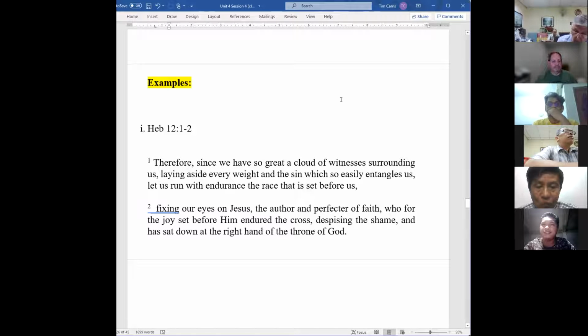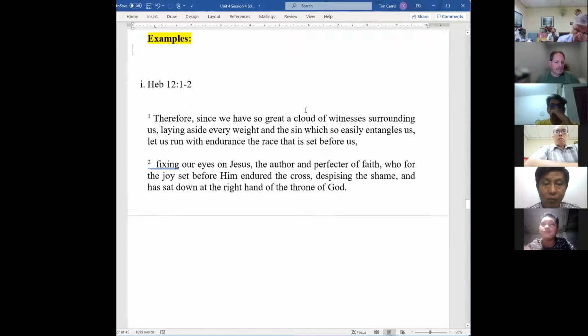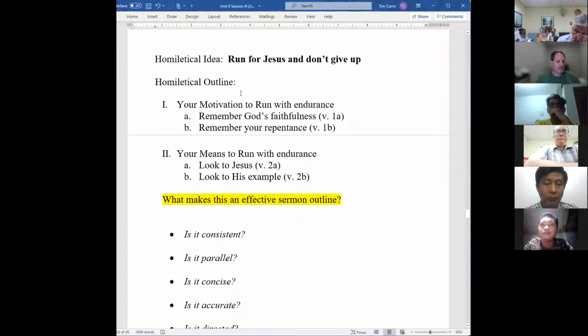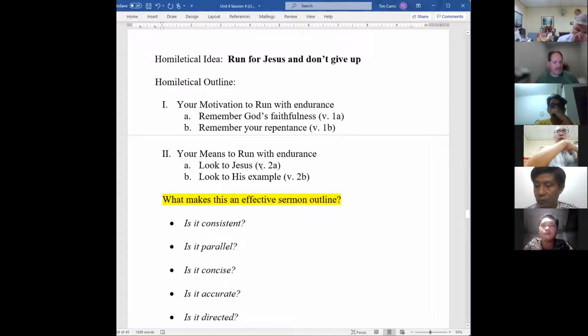Great, thank you. Okay, so we're hopefully pretty familiar with this passage from our look at it the last few weeks. Now, here's an outline and a homiletical idea for this passage. Again, I just put these together, so they're not perfect, but I just wanted to give some examples and have you guys give input on this.